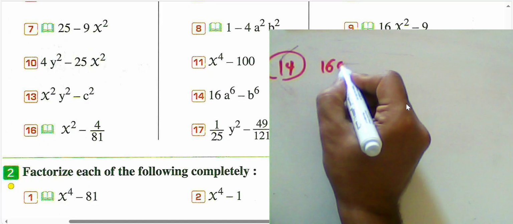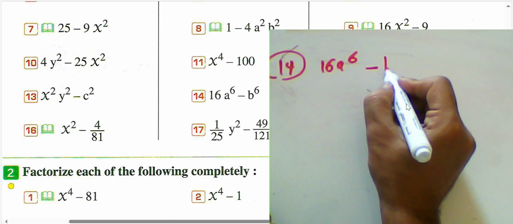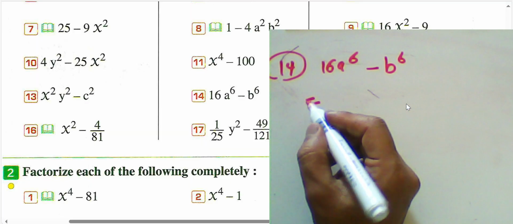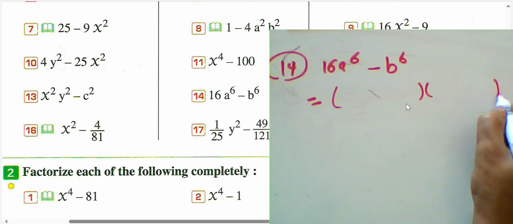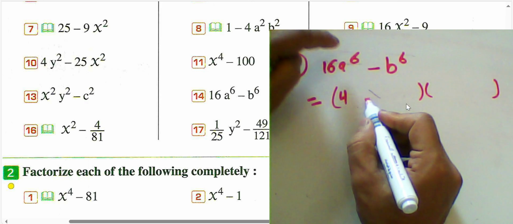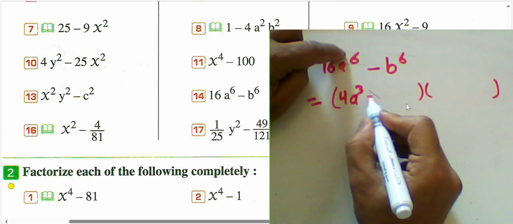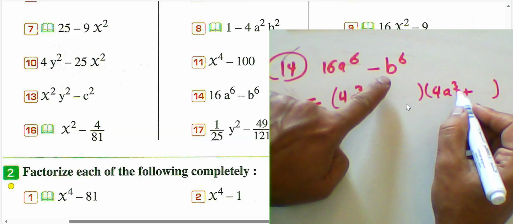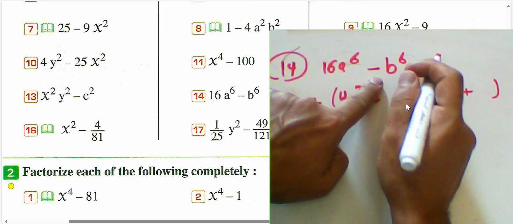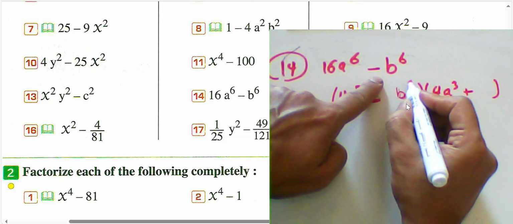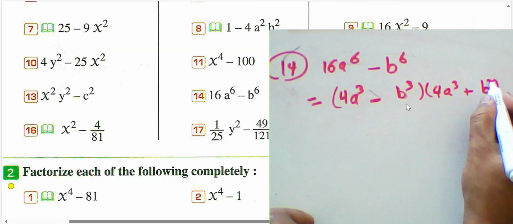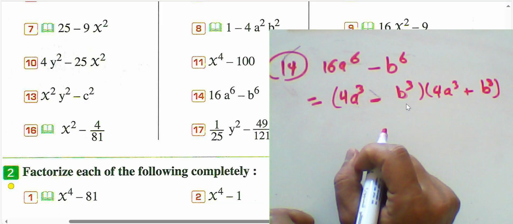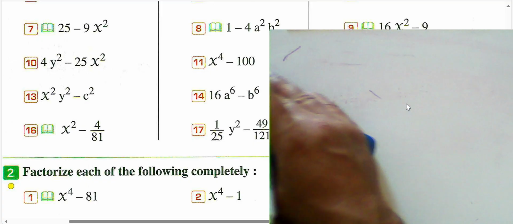We have 16a power 6 subtract b power 6 equal. Okay, we can write square root of the first will be 4. Square root of a power 6 will be a power 3. Subtract, and here 4a power 3 plus. We can write square root of b power 6, meaning 6 divided by 2, it will be b power 3. And also here b power 3. يعني يا اولاد لما اجي اخد السكوير روت للبي باور 6 بقى 6 divided by 2 تديني 3. فده factorizing equation number 14.